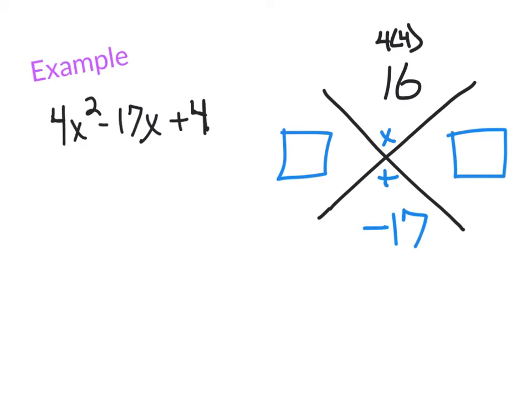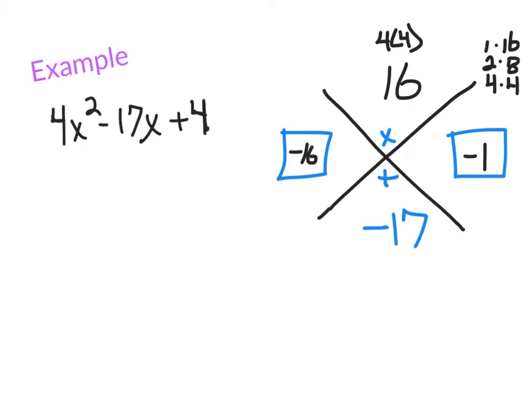Well, we need to know the factors of 16 first. We have 1 times 16, 2 times 8, and 4 times 4. The only set of these factors that can equal 17 is going to be 1 and 16. Now, if we need them to add up to be negative 17 and multiply to be positive 16, that means they're both going to have to be negative. So we're going to use negative 16 and negative 1.